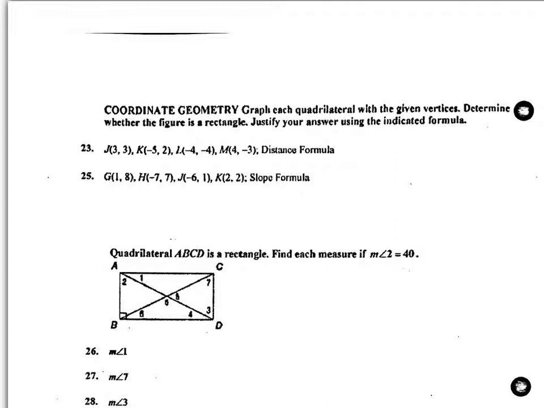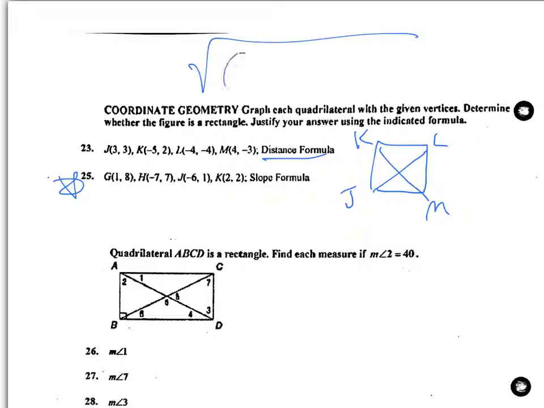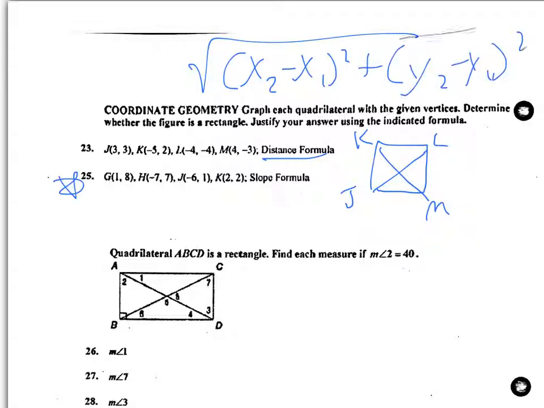Now, another way to determine whether it's a rectangle, what we're going to use here is the distance formula. We're going to basically say, here's my quadrilateral, JKLM. I'm going to use the distance formula to prove that diagonals are congruent. If diagonals are congruent, then it's a rectangle. Don't forget distance formula, x2 minus x1 squared plus y2 minus y1 squared. All right, and that's it.